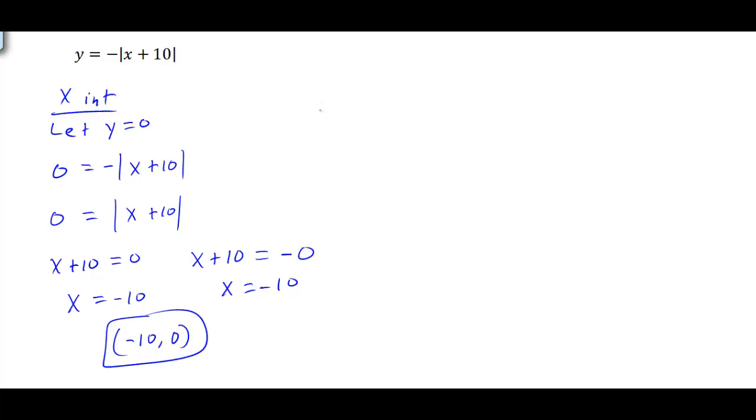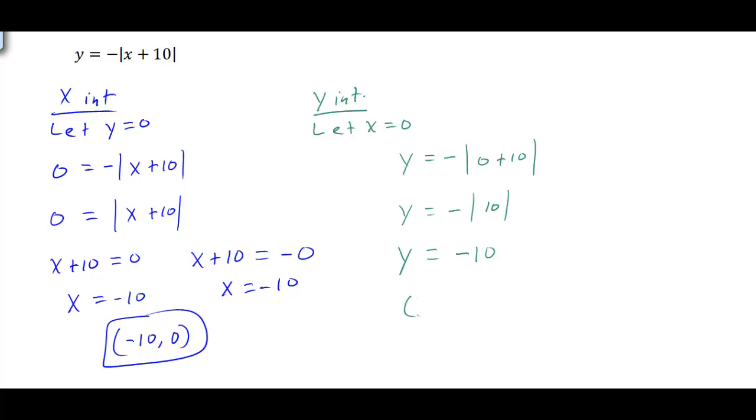And if we want to identify our y-intercept, we're going to once again let x equal 0. So we would have y equals the opposite of the absolute value of 0 plus 10. So y equals the negative of the absolute value of 10. Now be careful, I know people that make a lot of mistakes here with the absolute value, but here we're taking the absolute value of 10, which is a positive 10, but the negative on the outside makes it a negative 10. So therefore, our y-intercept is 0, negative 10.